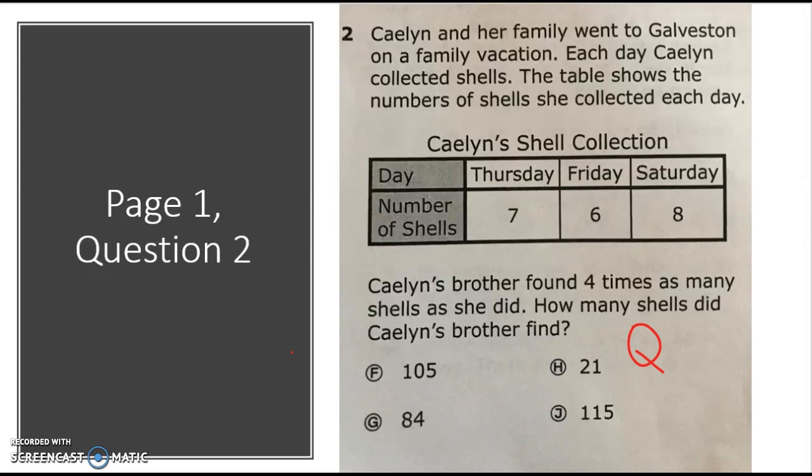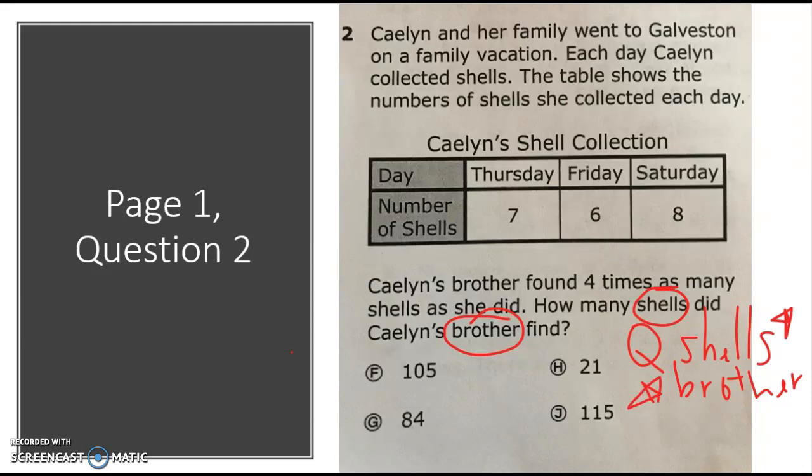There we go. So I'm looking for shells that Kaylin's brother found. Those are the 2 most important things that I'm going to pick out of that question. We've really been focusing on finding just the most important pieces. We don't need to rewrite the whole thing because that's just going to make us really tired and frustrated. So I know that's the question. I'm going to start finding any data that has to do with shells or with the brother.